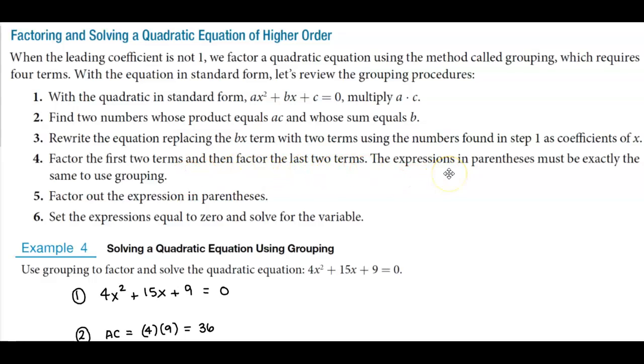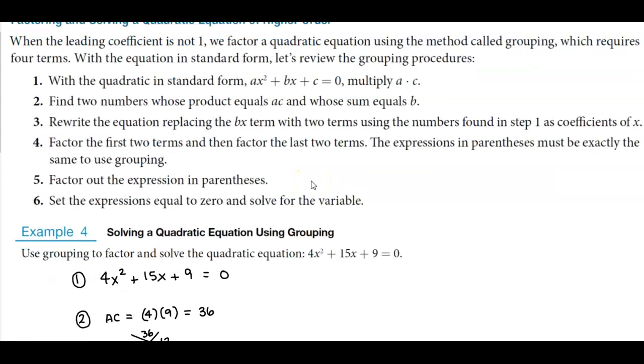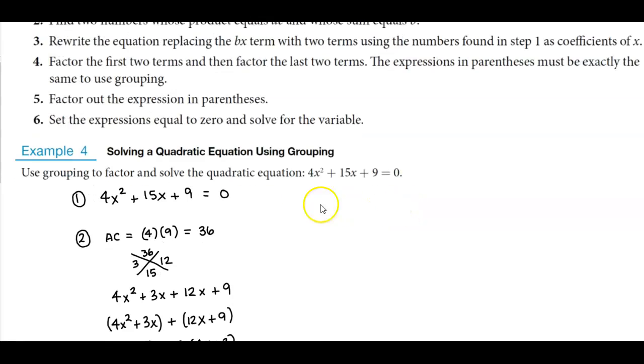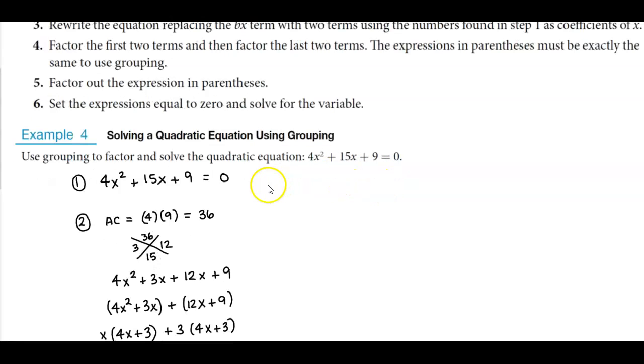The expressions in parentheses must be exactly the same to use grouping. Number 5, factor out the expression in parentheses. And number 6, set the expressions equal to 0 and solve for the variable. Example 4, solving a quadratic equation using grouping. Use grouping to factor and solve the quadratic equation 4x squared plus 15x plus 9 equals 0.